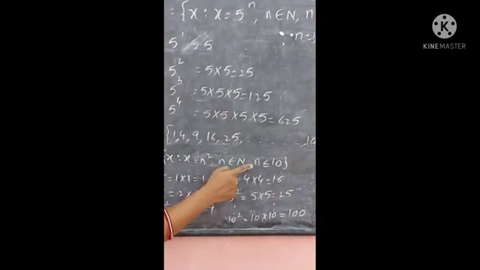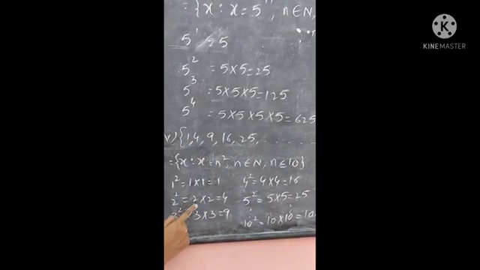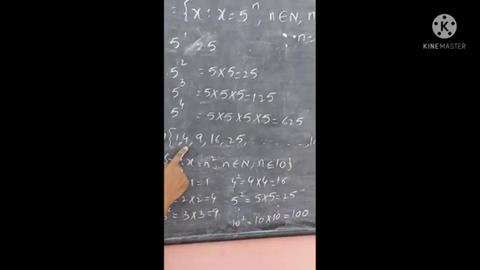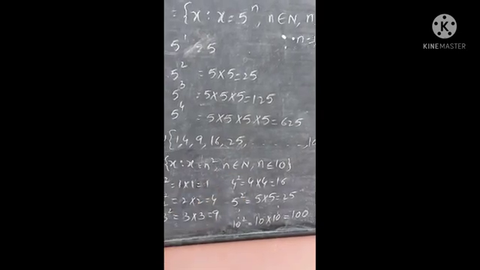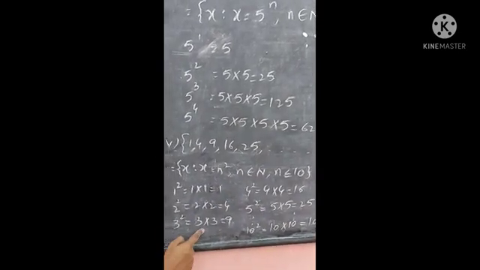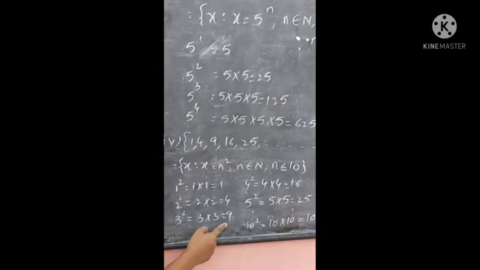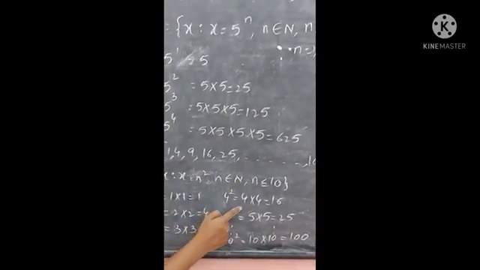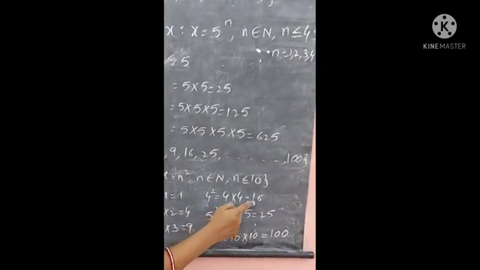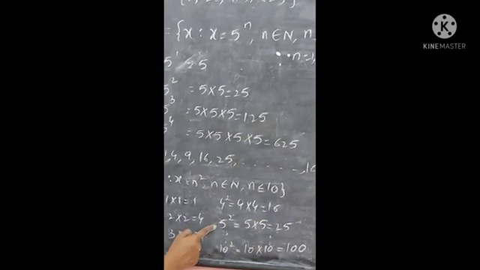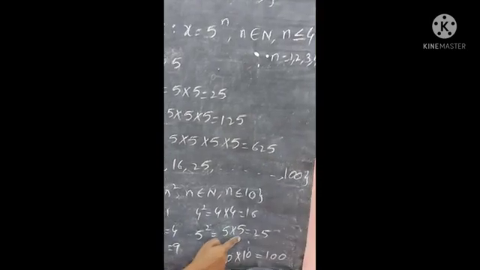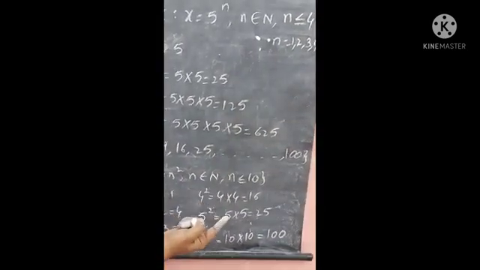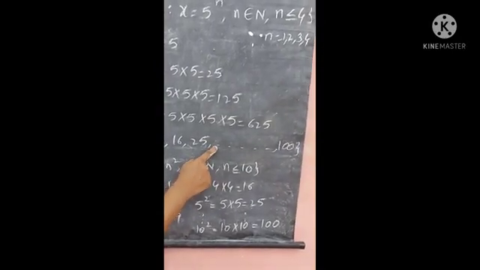Next, if I take the value of n as 2, 2 square is 2 into 2, 2 2s are 4, which belongs to this set. If I take the value of n as 3, 3 square can be written as 3 into 3, that is equal to 9. Next, another number is 4, 4 square can be written as 4 into 4, 4 4s are 16. If I take the value of n as 5, 5 square, 5 into 5 is equal to 25.